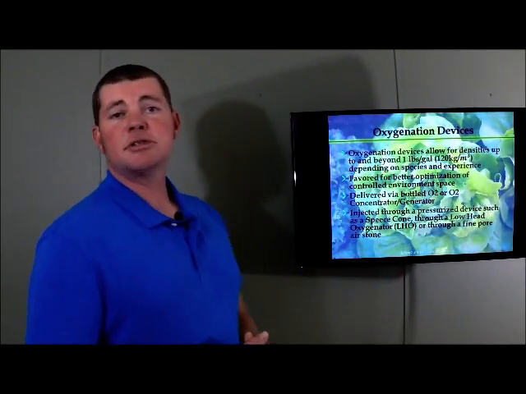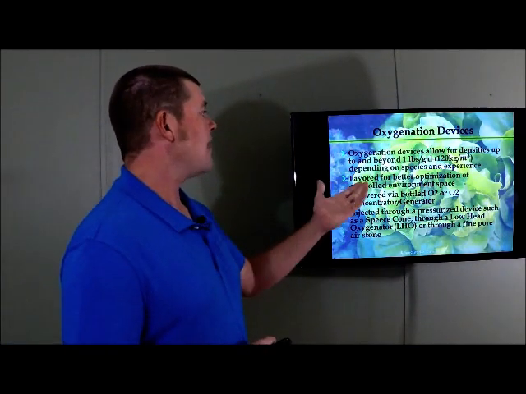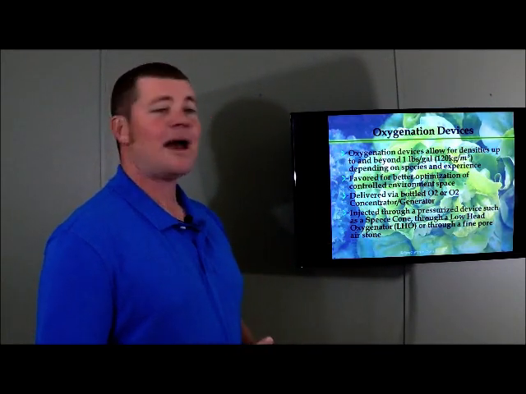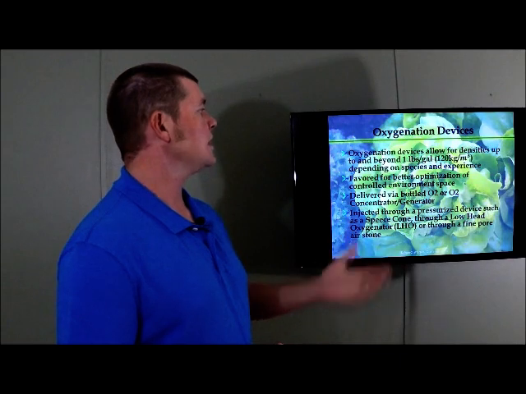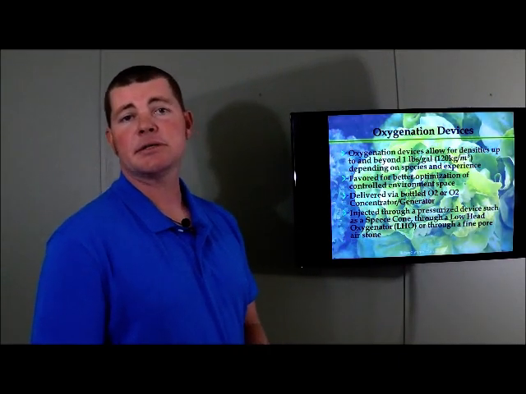Talk a little bit about oxygenation devices. Now, oxygenation devices allow for higher densities, so densities up to and beyond 1 pound per gallon, which is 120 kilograms per cubic meter. And that depends on species and experience.